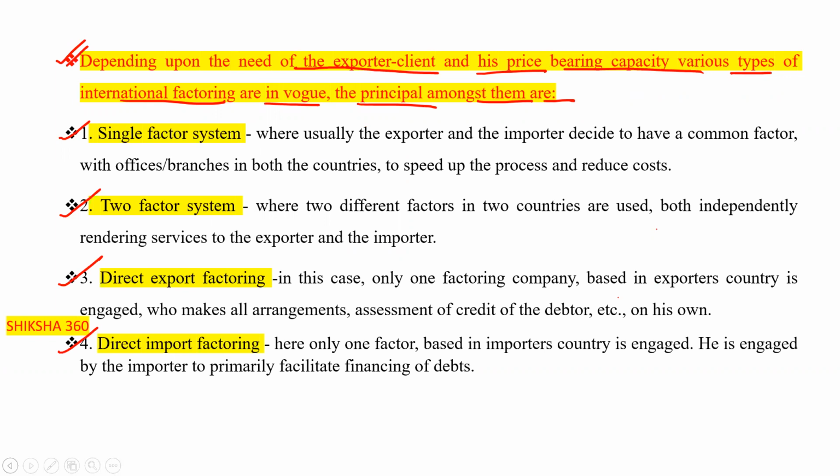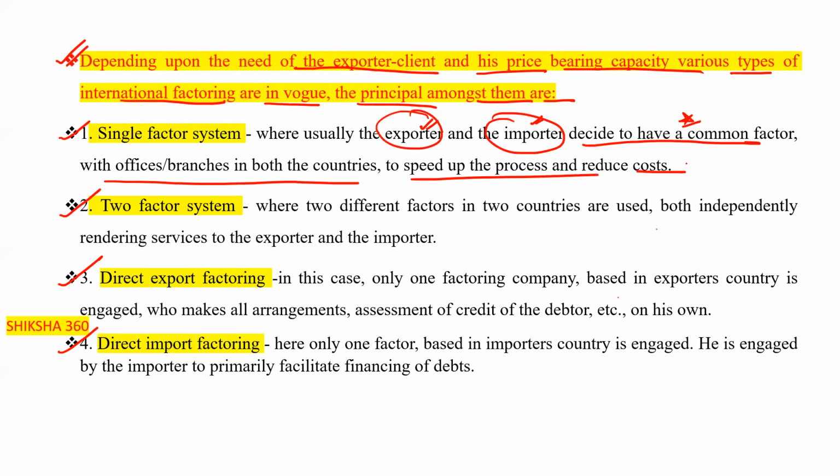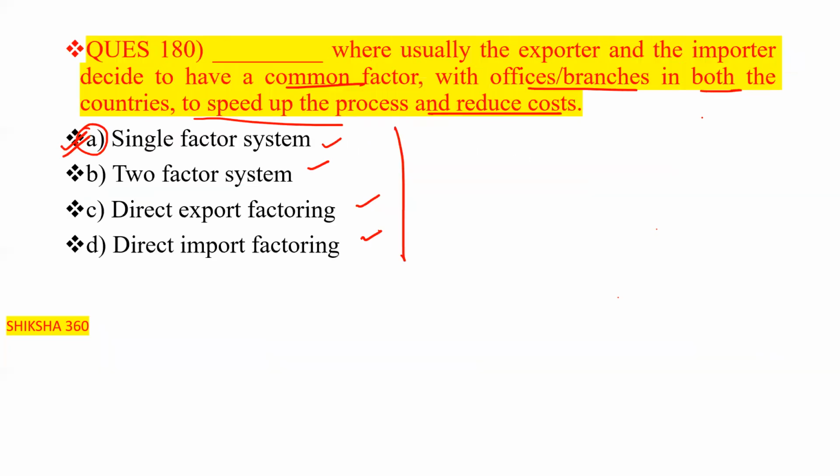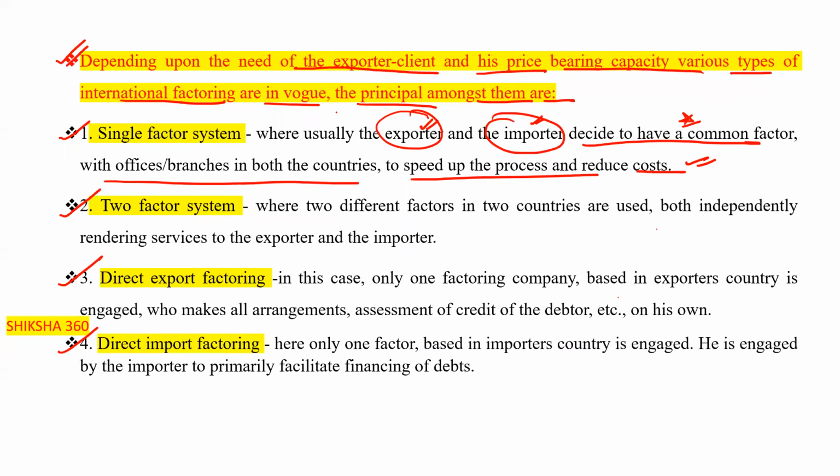That is where usually the exporter and the importer decide to have a common factor with the branches or offices in both the countries to speed up the process and reduce the cost. That is option number A. What the question says is the definition of option number A.